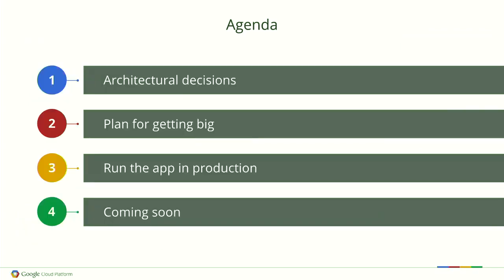Quickly running through the agenda. This is what we're going to do. Architectural decisions, plan for getting big, scaling, running the app in production, which we may not get to. This talk generally runs for about 75 minutes, so we're going to have to drop something. So I'm going to try and be a bit dynamic in the way we present it. And then finally, I'm definitely going to go through the coming soon stuff.